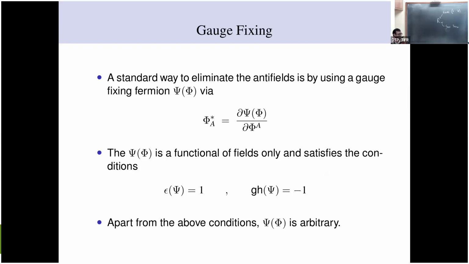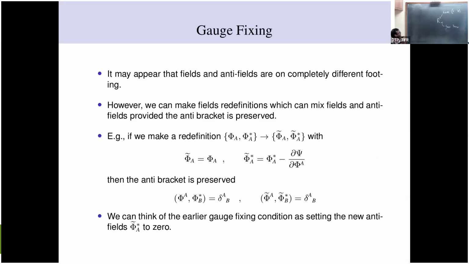Is this psi a function of fields as well as anti-fields? No, this psi is only of fields. Only fields? Then how do we have ghost number minus 1? Yes, it can have. I thought the ordinary fields, say in Yang-Mills theory, have ghost number 0, right? Ordinary fields have ghost number 0, but when you say fields, you mean including ghosts. Yes.